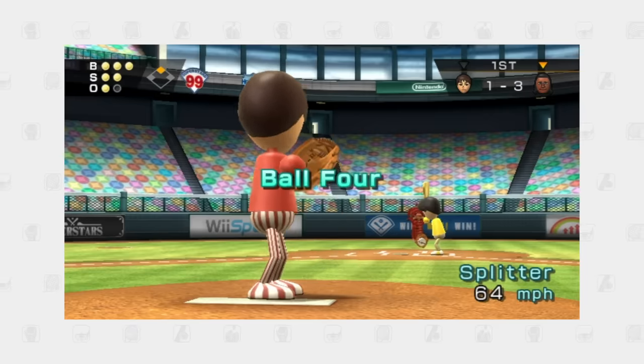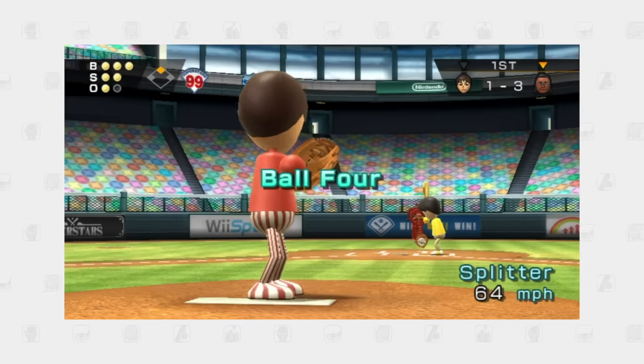And another error on this pitch, the CPU had the bases loaded with just one out. Scoring now seemed almost inevitable for the CPU. However, the AI was able to get lucky to not throw any errors in this long at-bat, which eventually led to a strikeout.